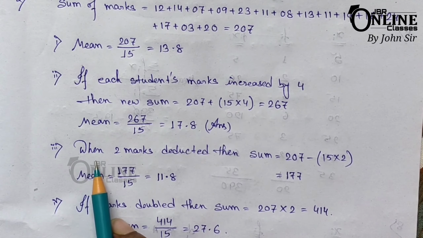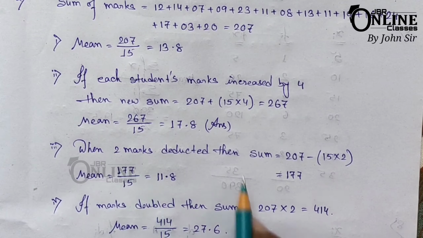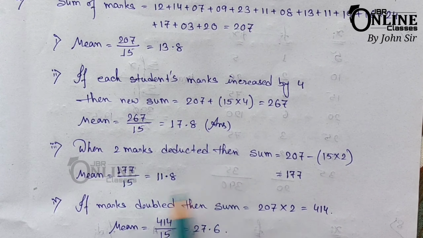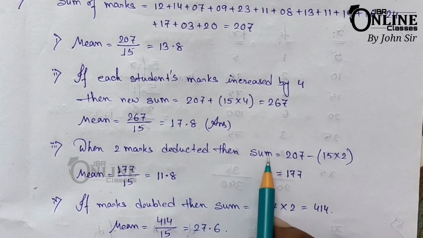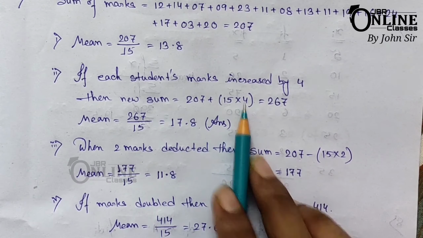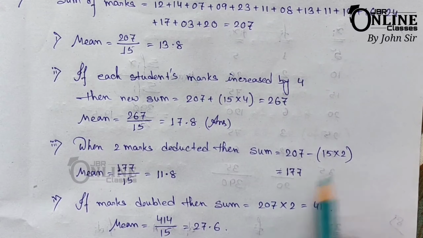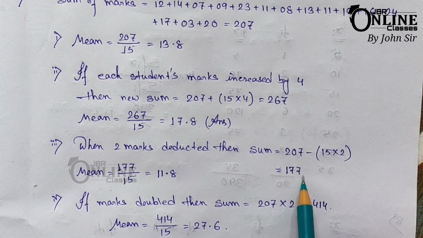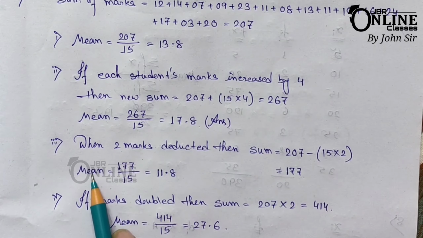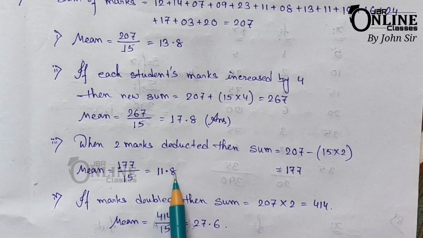Next, third one, the mean of their marks when 2 marks are deducted from each of the students. So when the 2 marks deducted, then the sum will be 207, as here 4 increased, then 15 plus 4, as here 2 marks deducted, so 207 minus 15 into 2, and that equal to 177. Okay, so here mean equal to 177 by 15 and that equal to 11.8.